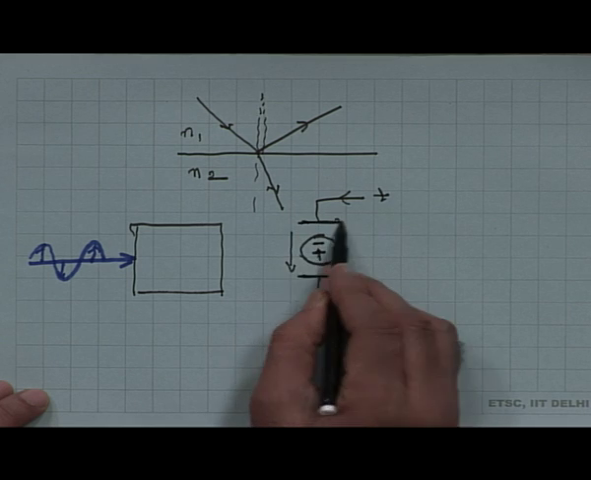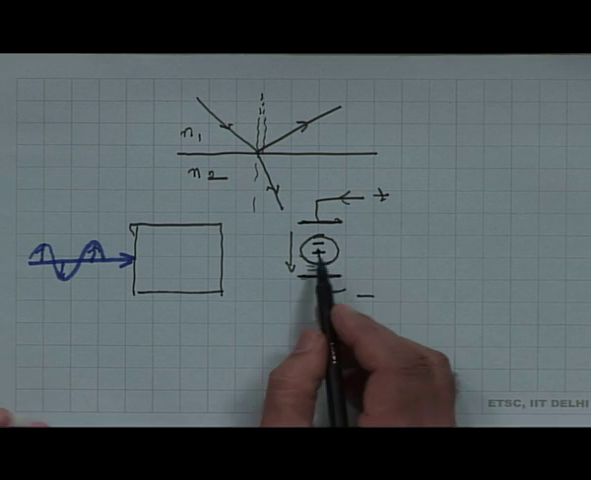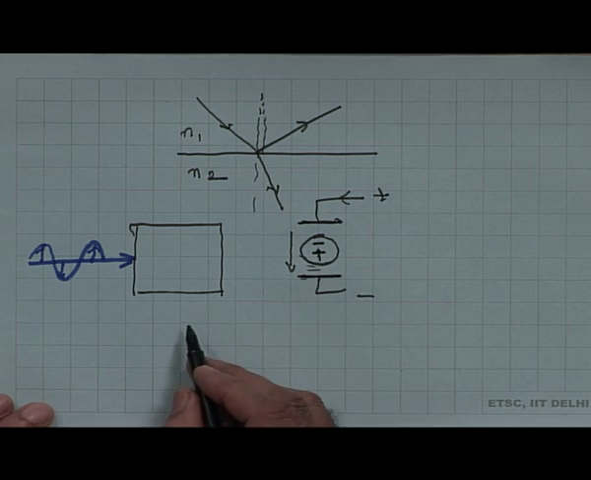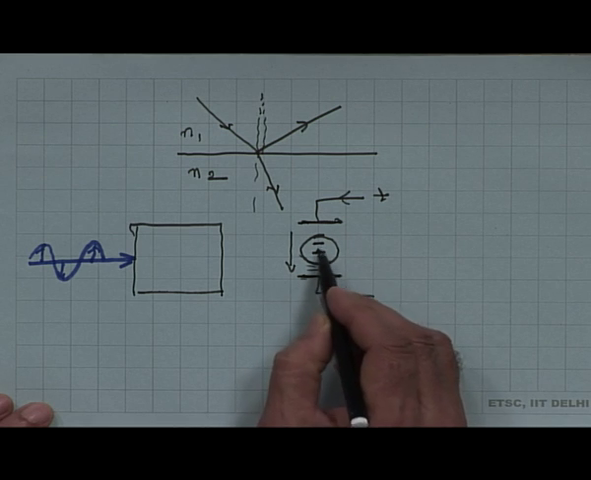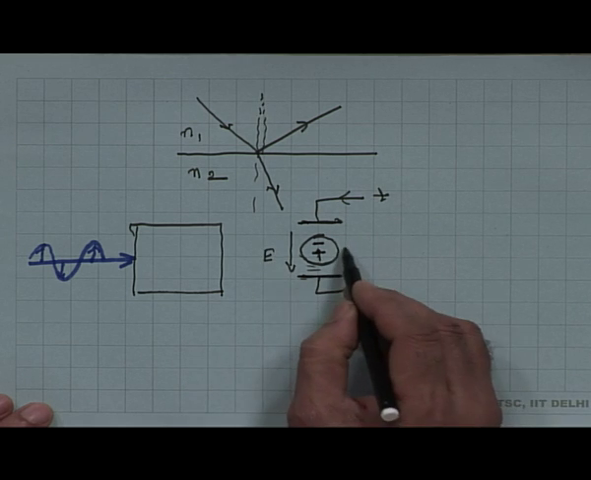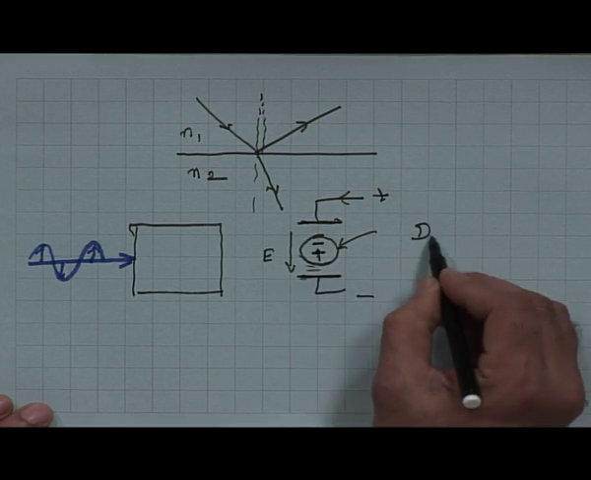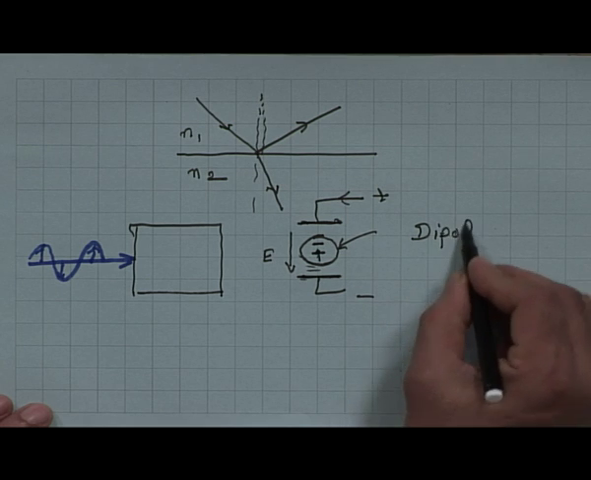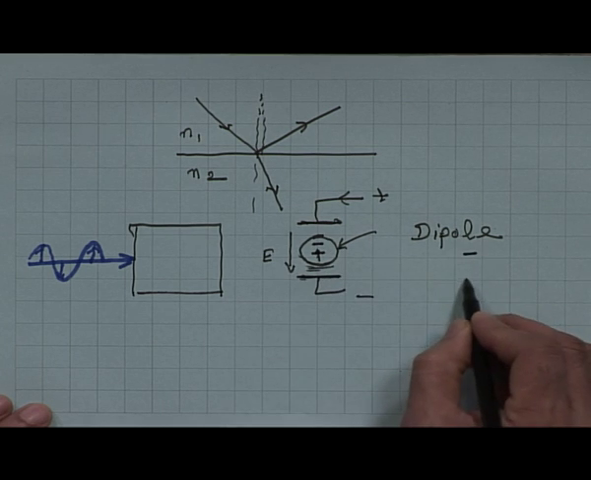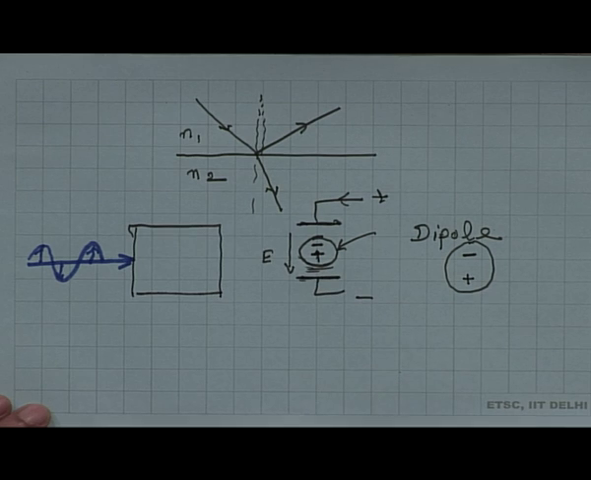So, what I have shown are two electrodes and there is an atom comprising electrons and the positively charged nucleus, and then the charges separate because of the applied electric field. Such an entity here is called a dipole, because now it is an entity which has a negative charge here and a positive charge here. So, I am showing it like this, it is a dipole.